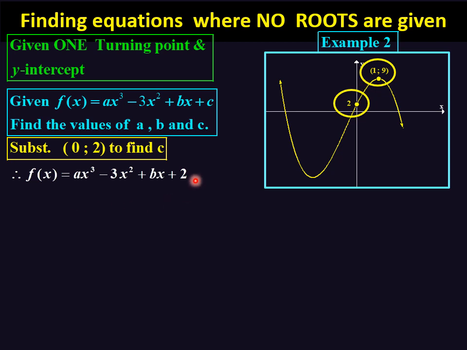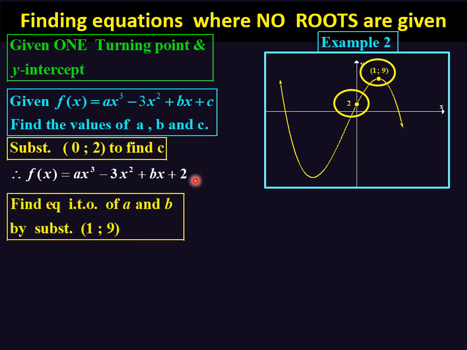Now we have two unknowns. So let's substitute the x and the y, in this case, 1 and 9. We substitute that. We end up with a plus b equal to 10. Now we already substituted 1 and 9 and 0 and 2. There's no other point. What do we do now?